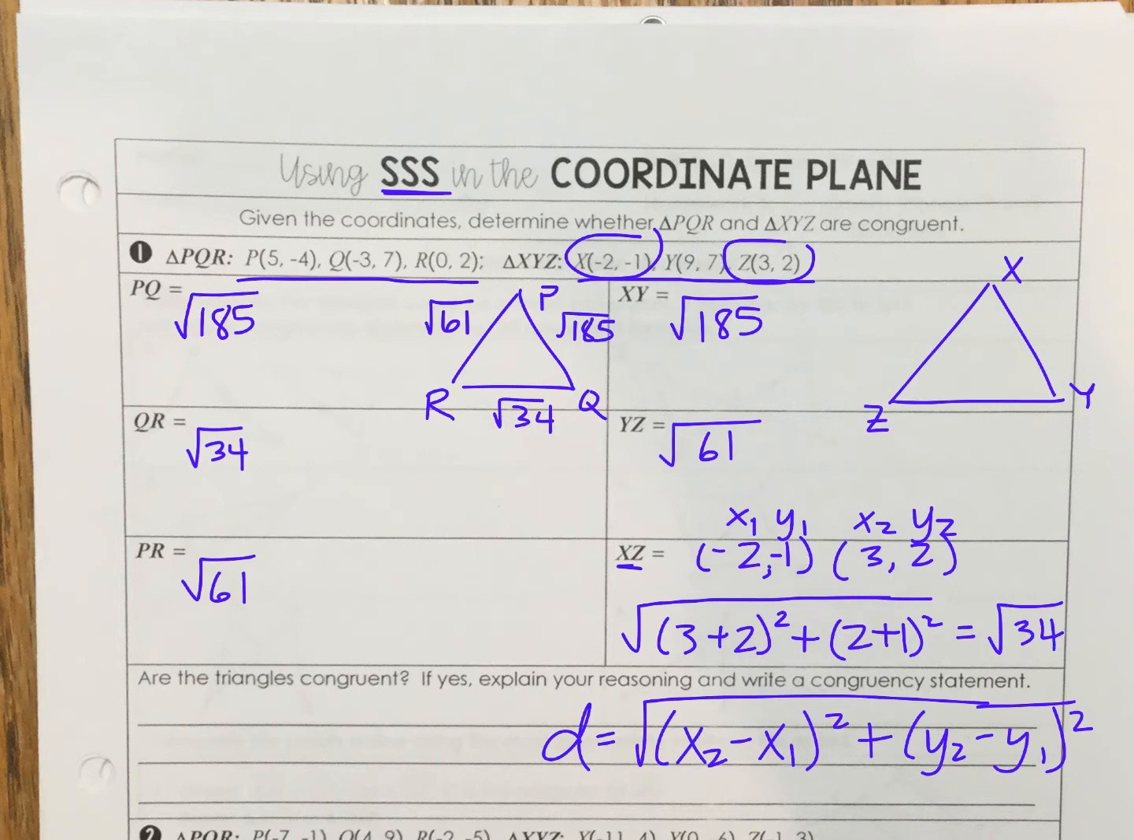Now I'm going to put those numbers around my other triangle. So now if I look at these two triangles, I see that I've got a 61 and a 61. I've got a 185 and a 185. And I've got a 34 and a 34. So I know that these triangles are congruent according to SSS. So we're going to write a statement that explains that.